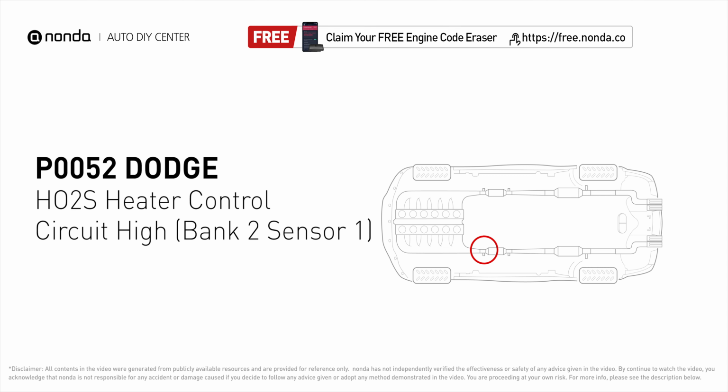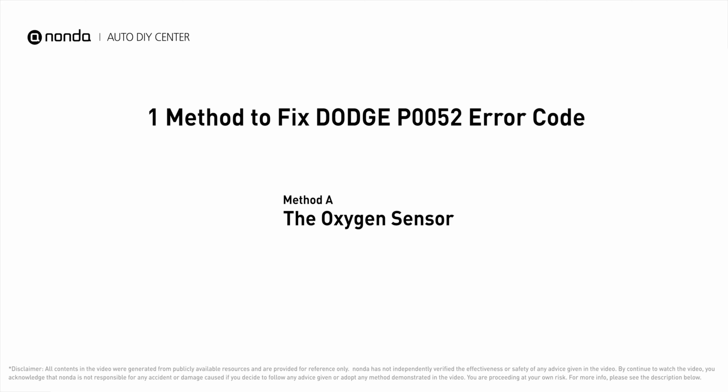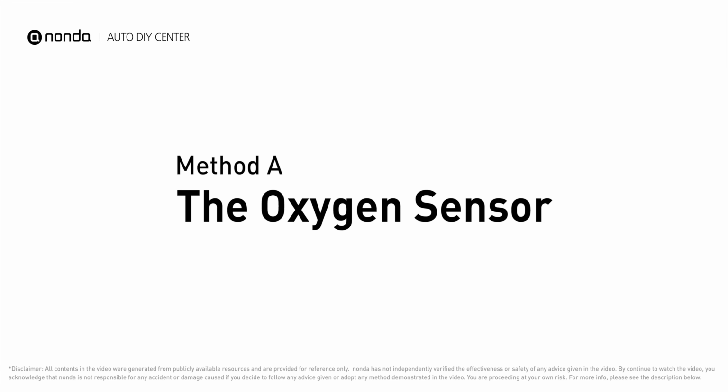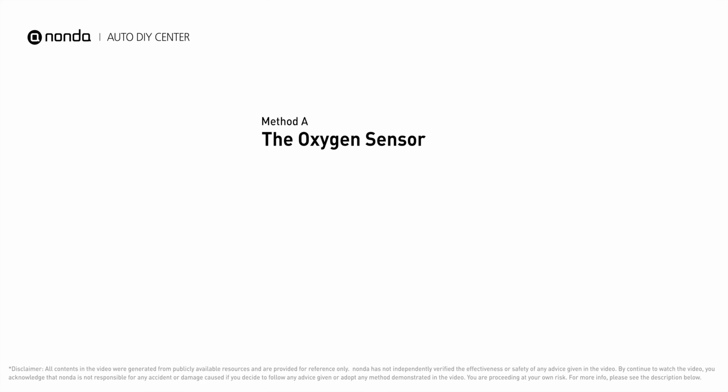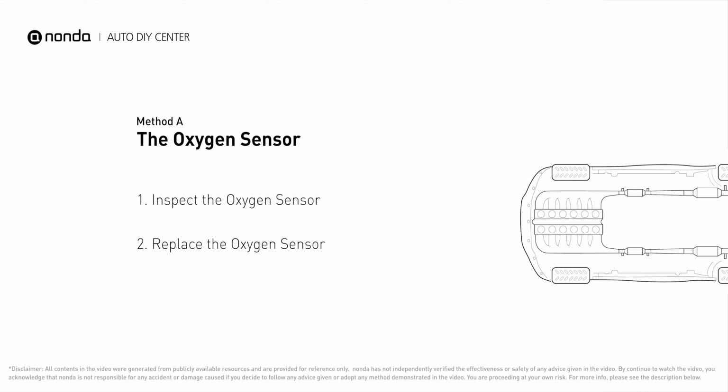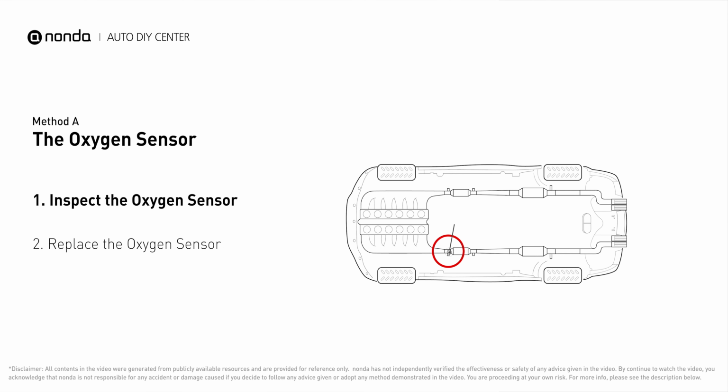Here is one of the most practical solutions to fix Dodge's P0052 error code. Method A, the oxygen sensor. This oxygen sensor is located right before the catalytic converter. Bank 2 is on the side with the cylinder number 2. Sensor number 1 is usually the one in the exhaust manifold.